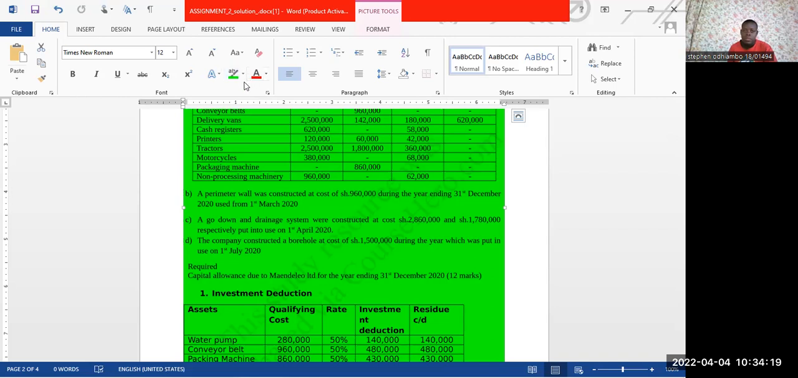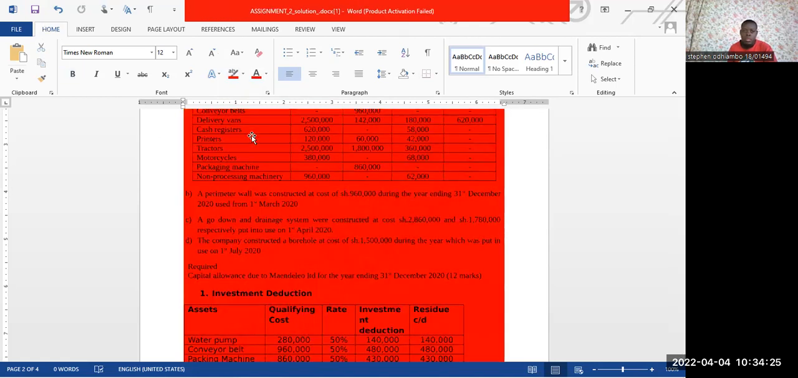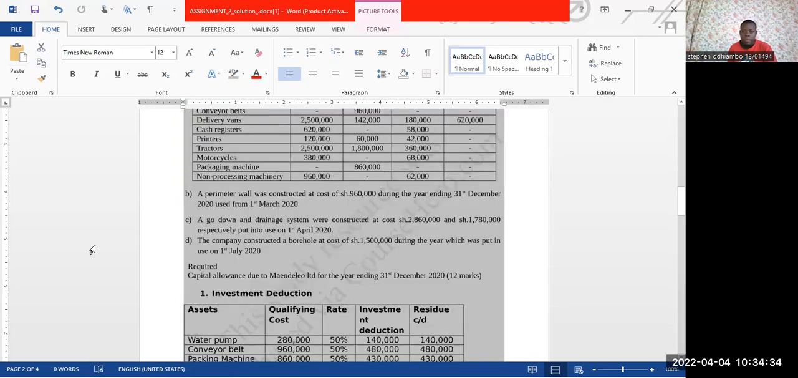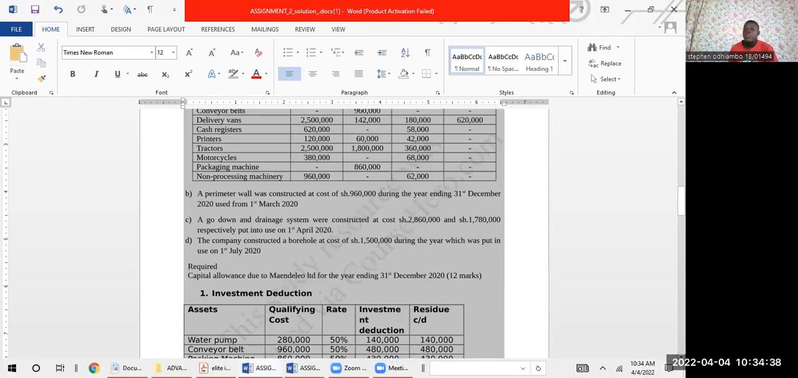So to begin, the font is not that clear. Let me highlight it using another color that is very clear. So here we are.